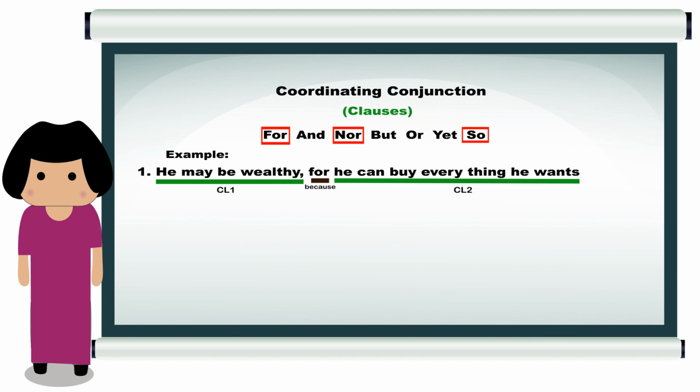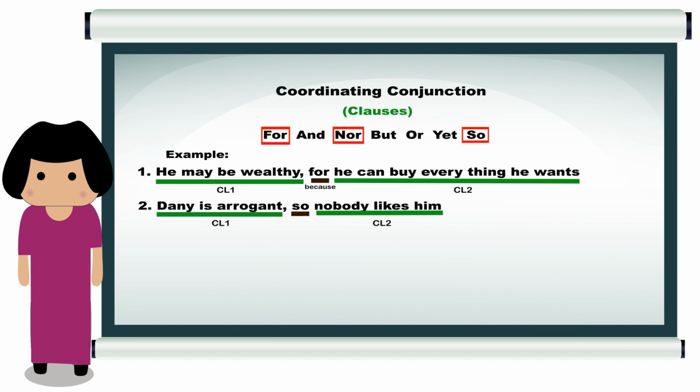Okay, now let's look at the second example. Danny is arrogant, so nobody likes him. It is the same as the previous sentence. So, as a coordinating conjunction, is used to connect the first clause, Danny is arrogant, and the second clause, nobody likes him.